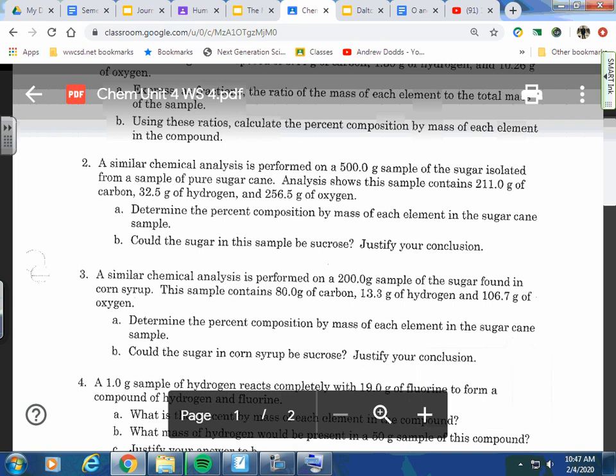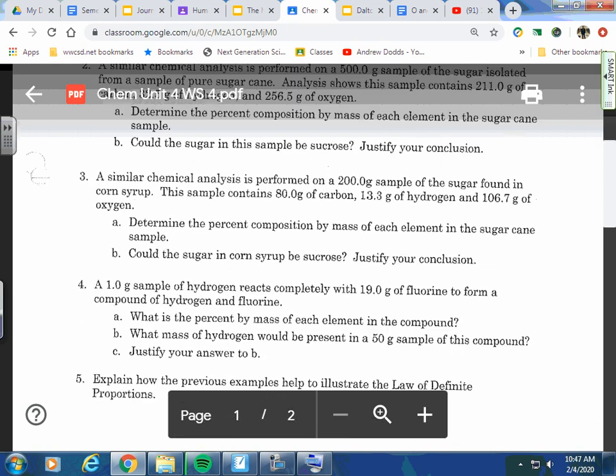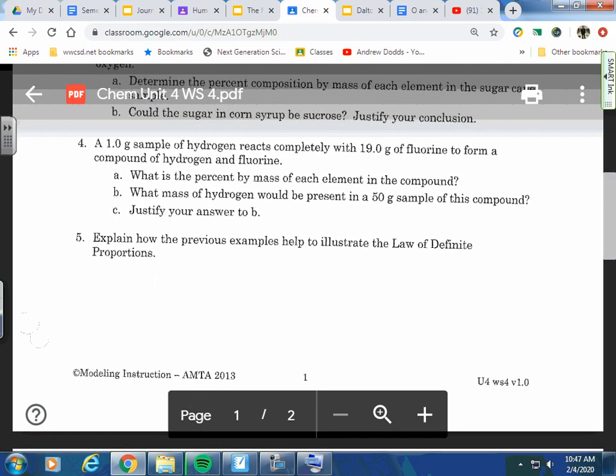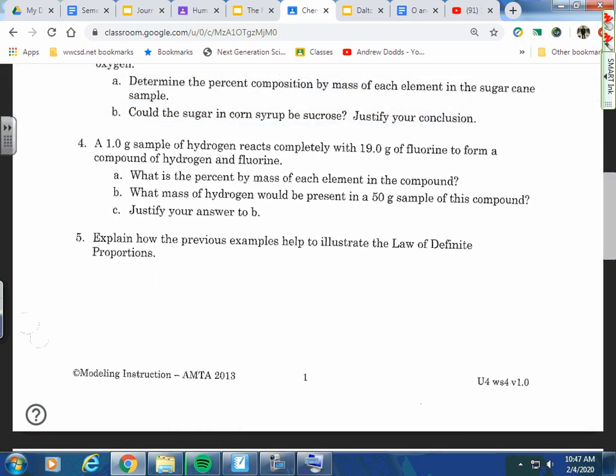Okay, so you guys are going to do 3 on your own. 3B doesn't necessarily have a wrong answer. I want to see what you think, what you put. But I'm going to do number 4 with you guys because it's a little trickier. Number 4 says we have a 1 gram sample of hydrogen. It's reacting completely with 19 grams of fluorine to form a compound of hydrogen and fluorine.